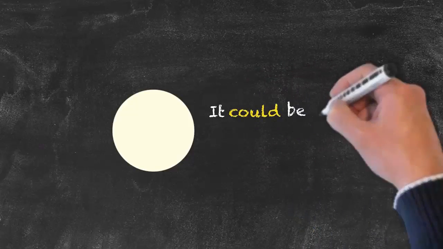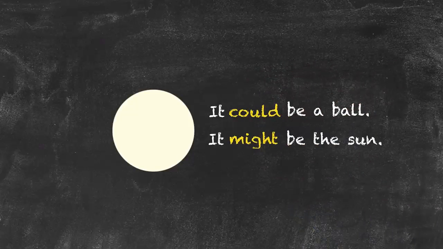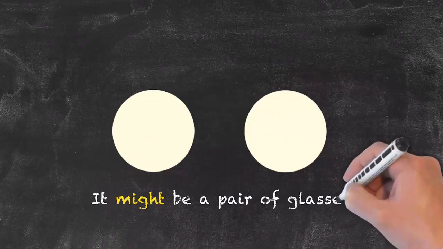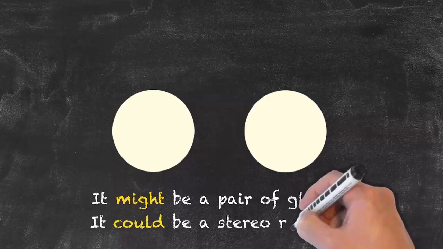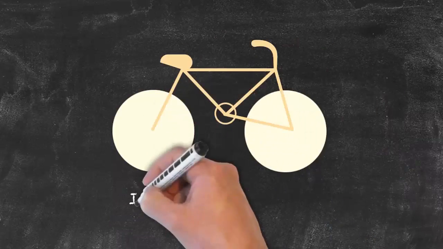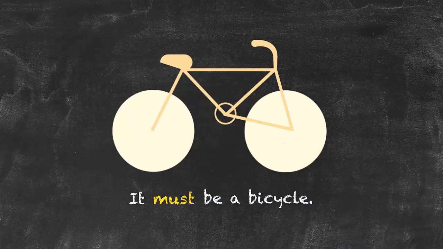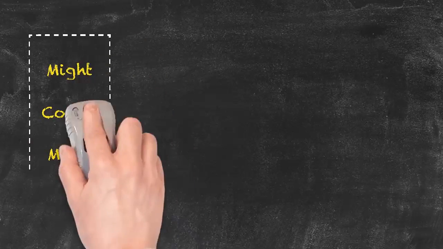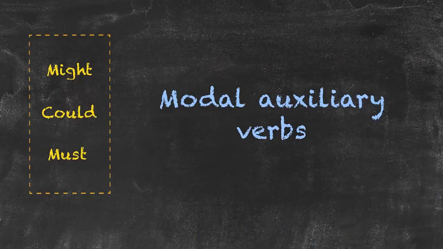It could be a ball. It might be the sun. Let's draw a second circle. It might be a pair of glasses. It could be a stereo radio. If we were to continue, we would say, it must be a bicycle. These words that I've boxed, might, could, and must, are called modal auxiliary verbs.